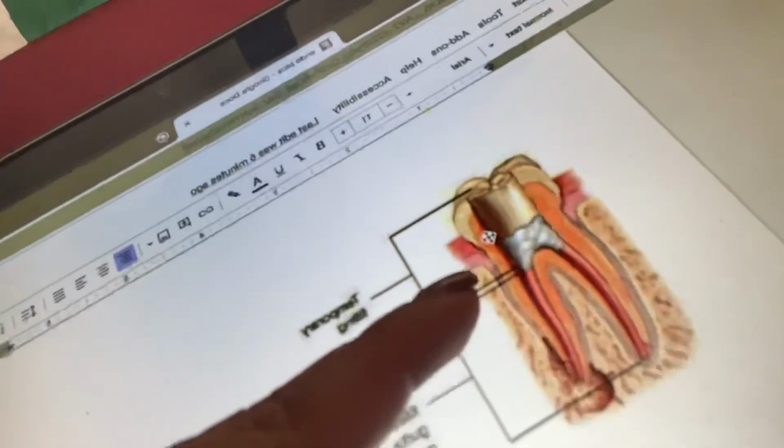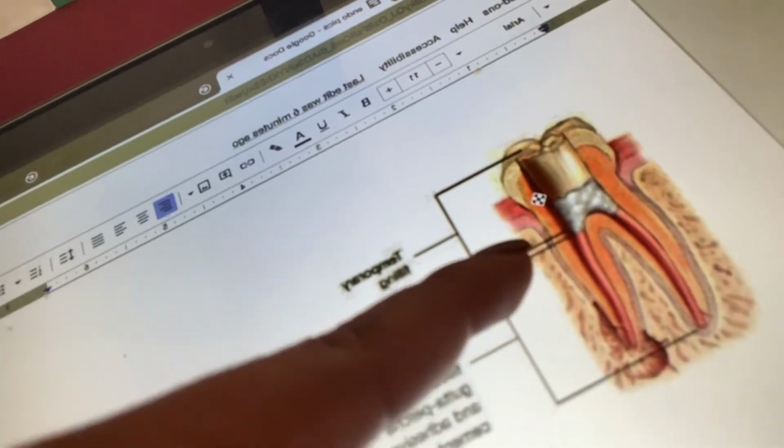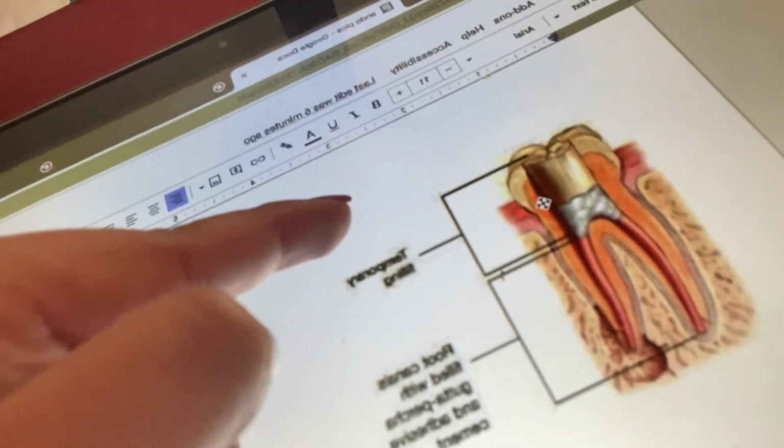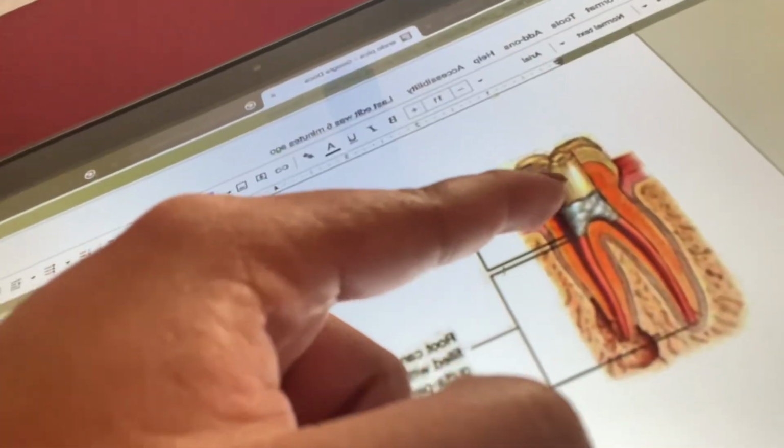The last instruction is for the patient to come back 7 to 10 days after their temporary restoration was filled for their permanent restoration. And just to give you an idea of how the tooth should look, this is what the tooth should look like. This part is the root canal filled with the gutta percha and the adhesive cement. And then this top part is the cement and the temporary filling right there.